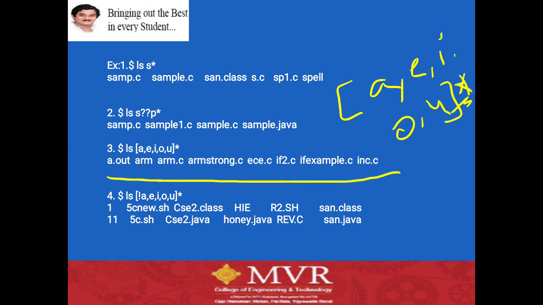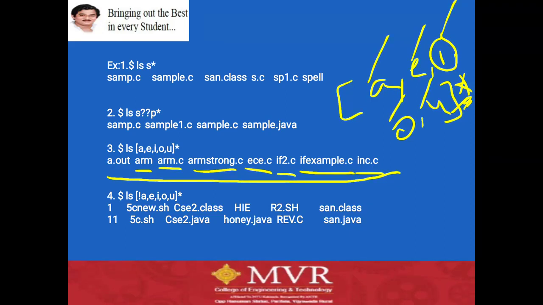It displayed files which have vowels as the first character. So a.out, yes, a is the vowel. Second file, a is a vowel, arm.c, again armstrong.c, then ec.c, because e is also a vowel. Then if2.c, because i is also a vowel. Then ifexample.c, and inc.c. So all these files have either a or e or i or o or u, then star. The first letter only we are going to concentrate on. The first letter should be either a or e or i or o or u, and the remaining things we won't bother about. So this is the way you can use the range.